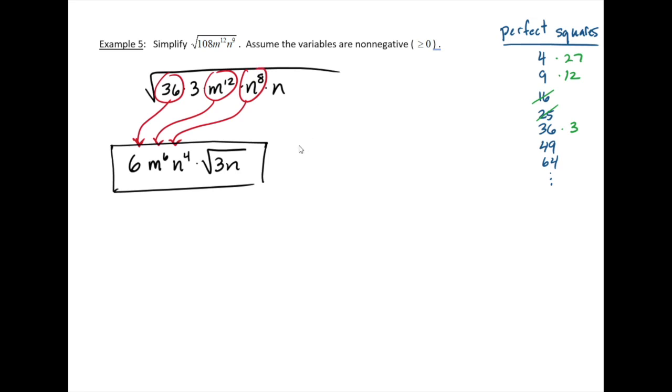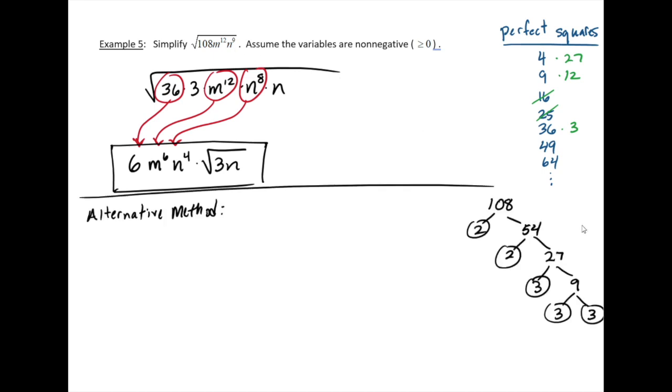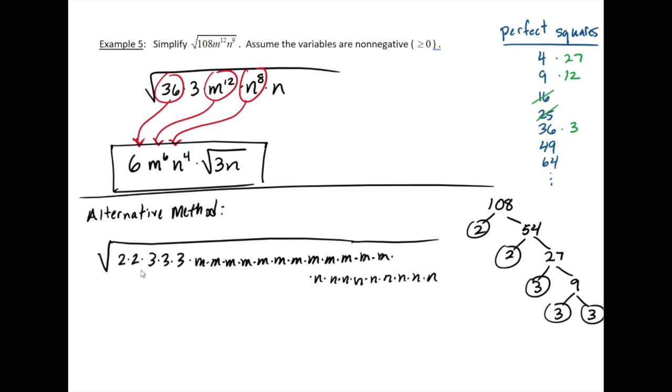If you prefer to use the alternative method, then we have to use a factor tree to find the prime factors of 108 and write out the products of the variables. Here's a factor tree for 108. So 108 is equal to the product 2 times 2 times 3 times 3 times 3. Here's my 108. Here's my m to the 12th power and my n to the 9th power.